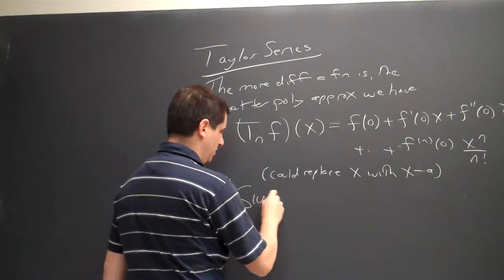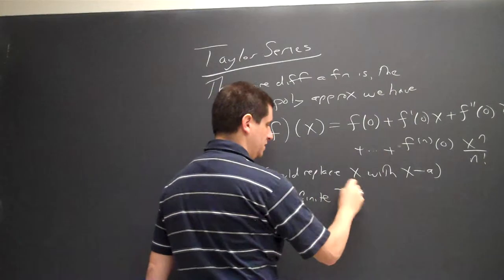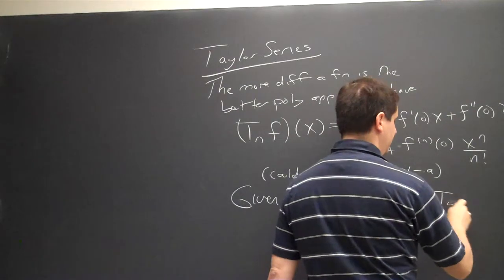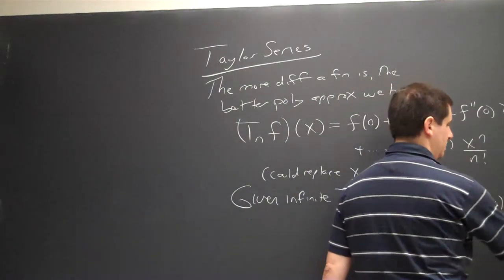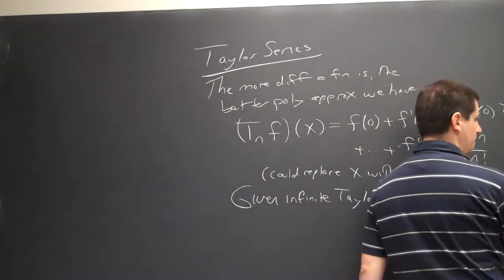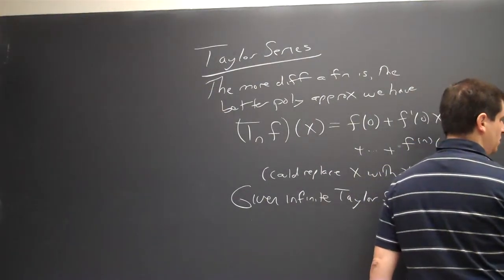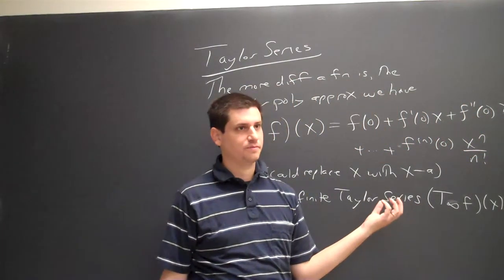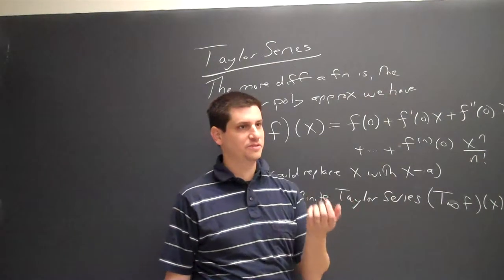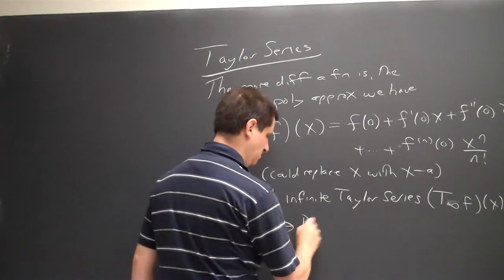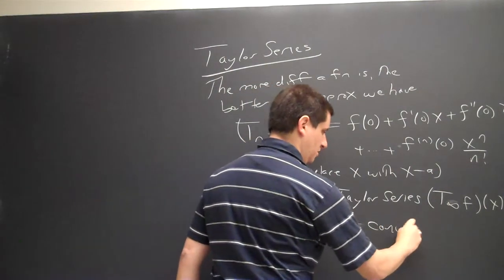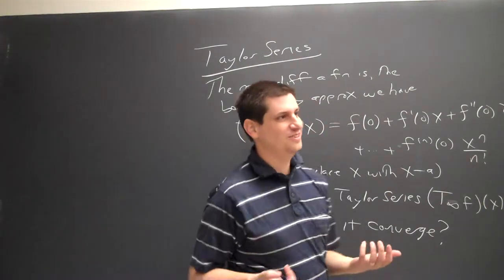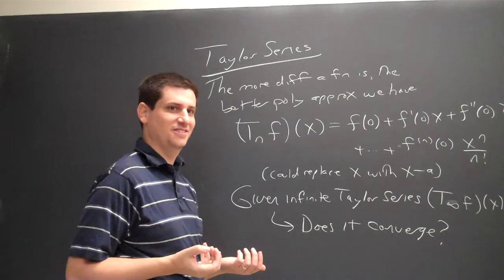So, given an infinite Taylor series, say T infinity of f of x is the sum from n equals 0 to infinity of the nth derivative at 0 times x to the n over n factorial, what kind of questions might you ask about this sum? Does it converge? Good question. Before I ask anything else about it, it would be nice to know it exists. What's the next question to ask? Does it equal the function? Does it equal f?